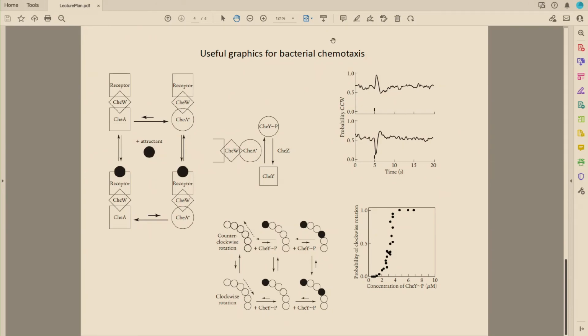binding of the measurement of the fact that the concentration increases causes the rate at which the motor switches its direction of rotation to decrease, and that makes it run in the same direction longer. That almost is the whole story, okay?